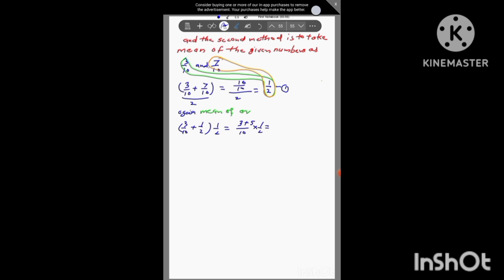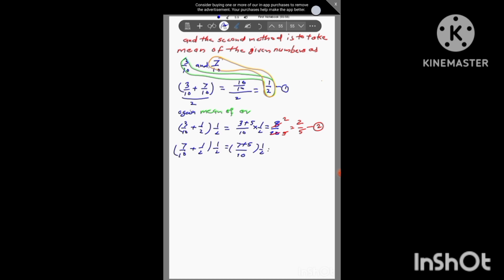You can even find the mean of two numbers which are newly formed. Now here we are going to see the mean of 1 upon 2 and 3 upon 10, that will be 2 upon 5. Then you can go and see the mean of 2 upon 5, the new number formed, and 1 upon 2, that is also going to be in between the first two numbers 3 upon 10 and 7 upon 10.